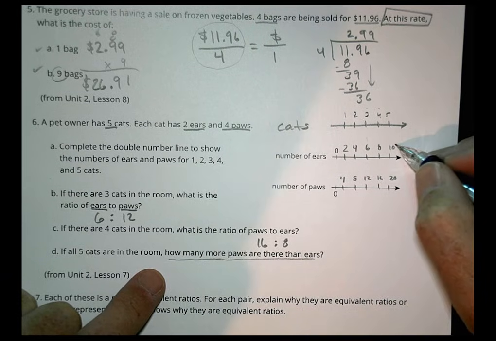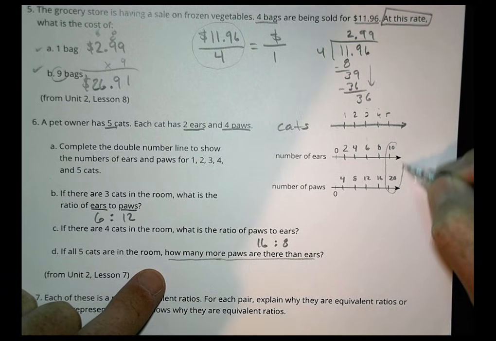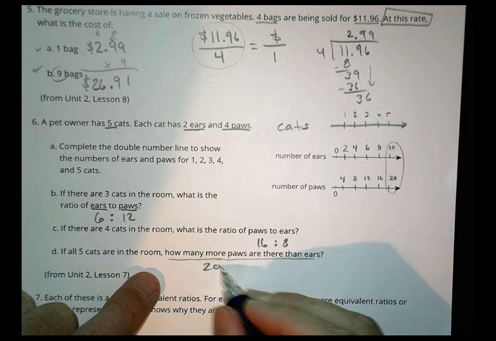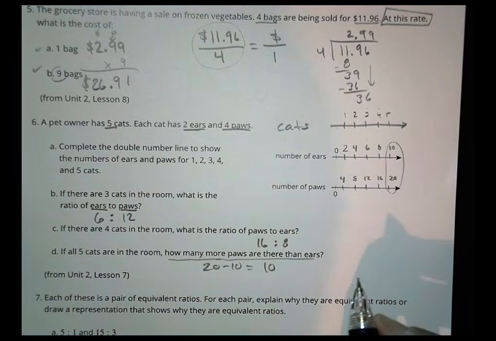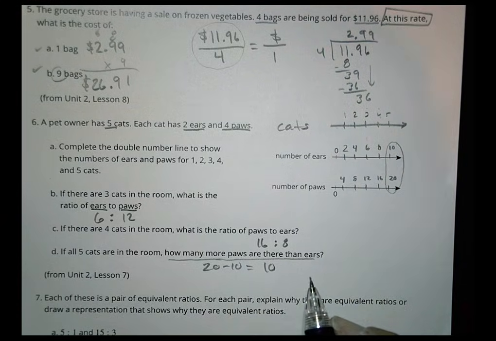If all 5 cats in the room, how many more paws than ears? Okay, so here are 5 cats. How many more paws than ears is 20 minus 10. There are 10 more paws than there are ears. That is super exciting news.